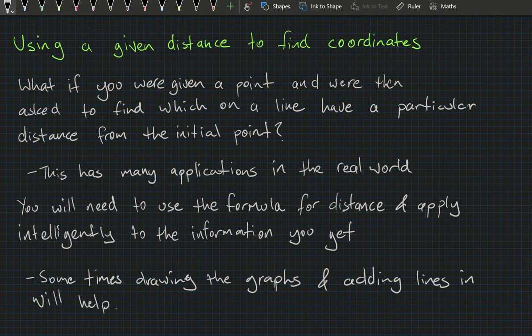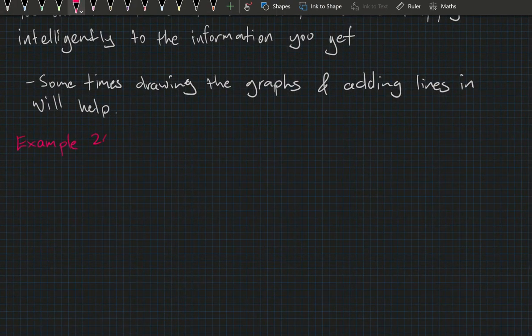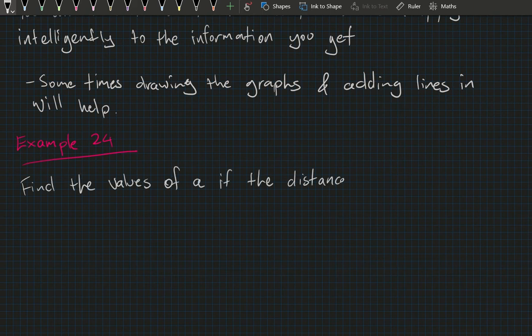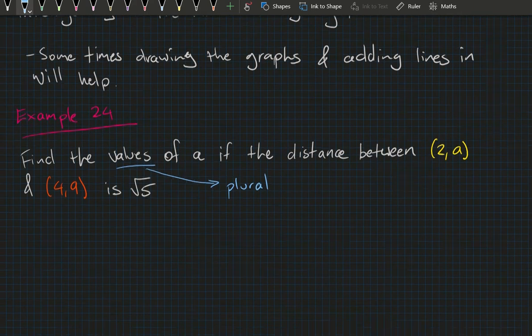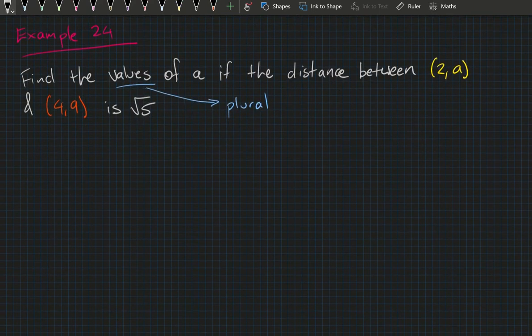I think if I try and give you too much algebra now, it'll just confuse you. I think it's best if we just move straight onto the example and you'll have a look at what this sort of question is. So let's move on to example 24, where we're asked to find the values of a if the distance between (2, a) and (4, 9) is the square root of 5. Note that they've asked for values, i.e. plural. So why would they be saying plural? I think the only way to really see this is to have a look at a graph. So let me quickly draw this graph.